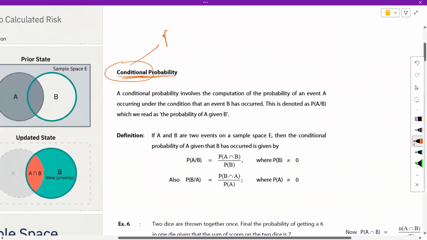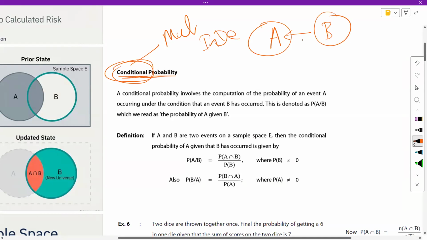Earlier we talked about mutually exclusive and independent things. Now it's a condition: the probability that, for example, event A is conditional on, or subject to, event B. So that is called conditional probability. What is the probability of A, given that event B happened? So event B is done first.